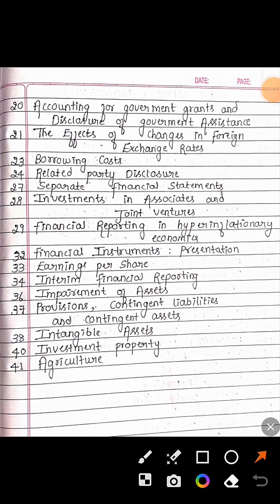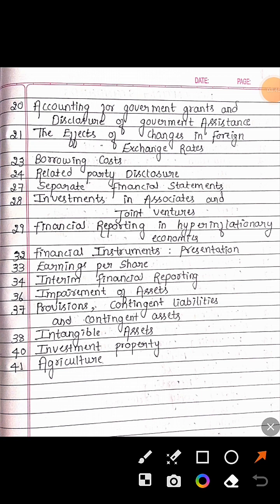Let's revise all the Ind AS from 20 to 41 in one shot. I just say the numbers now. Ind AS 20: Accounting for government grants and disclosure of government assistance. 21: The effect of changes in foreign exchange rates. 23: Borrowing costs. 24: Related party disclosures. 27: Separate financial statements. 28: Investments in associates and joint ventures. 29: Financial reporting in hyperinflationary economies.